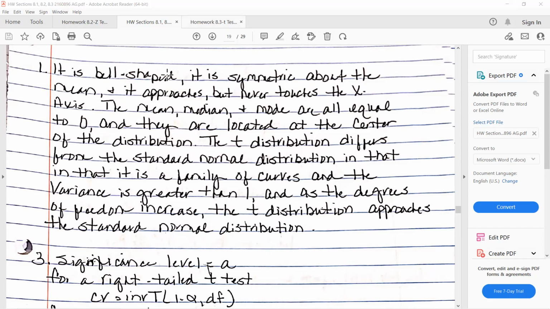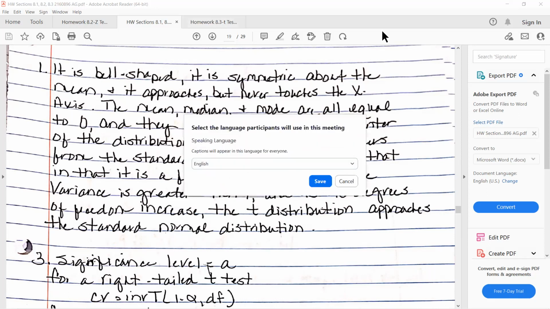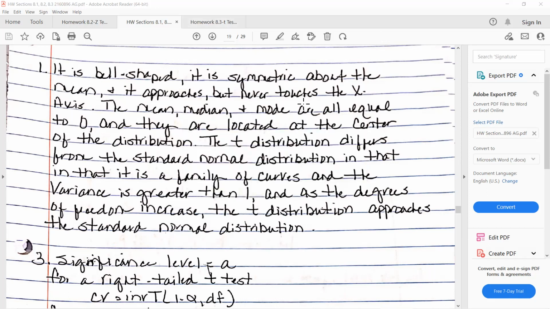But those are our assumptions. These are assumptions that are familiar to you already. These are not new assumptions; these are old assumptions. We're just comparing them. So the t-distribution is bell-shaped. It is symmetric about the origin, and it approaches but never touches the x-axis. The mean, the median, and the mode are all equal to 0. That's also true for a t, and they're located at the center.